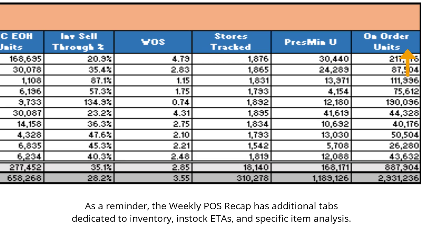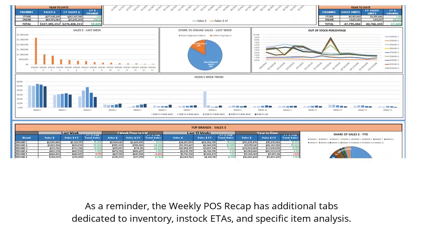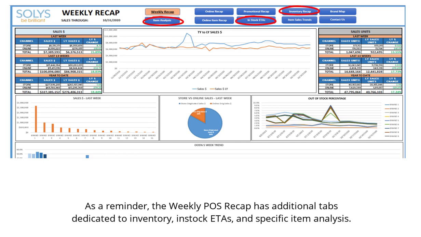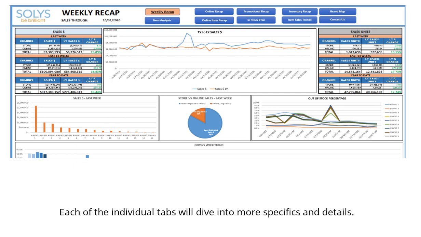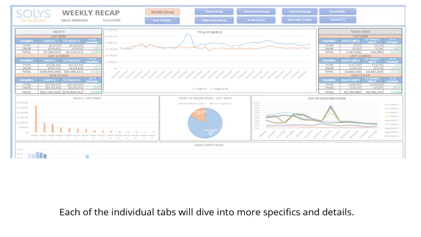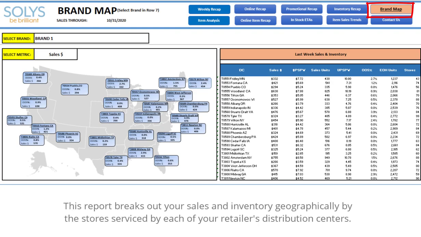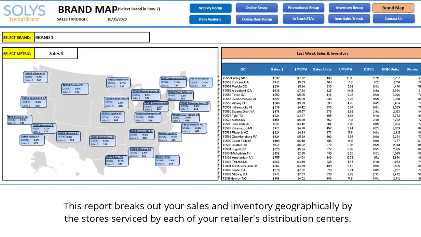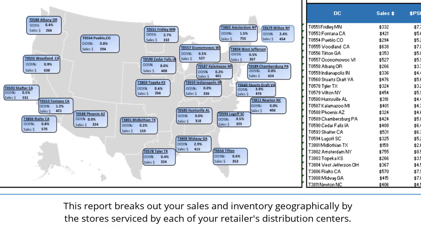As a reminder, the weekly POS recap has additional tabs dedicated to inventory, in-stock ETAs, and specific item analysis. The weekly POS recap tab gives you high-level information about your business. Each of the individual tabs will dive into more specifics and details. Let's take a look at one of those tabs, the Brand Map tab. This report breaks out your sales and inventory geographically by the stores serviced by each of your retailer's distribution centers.